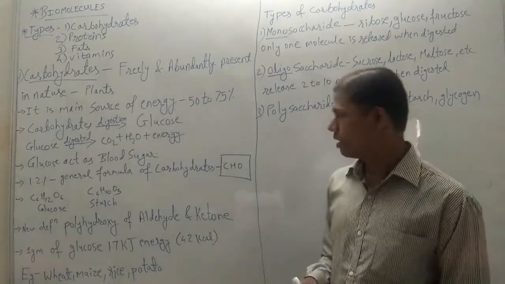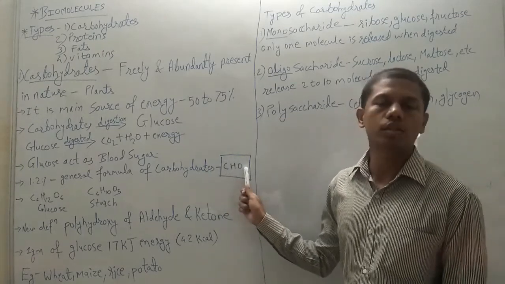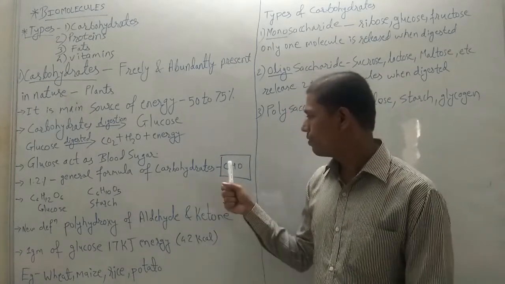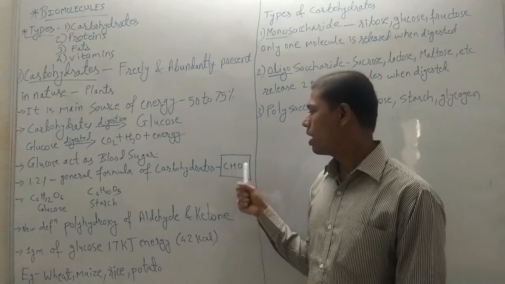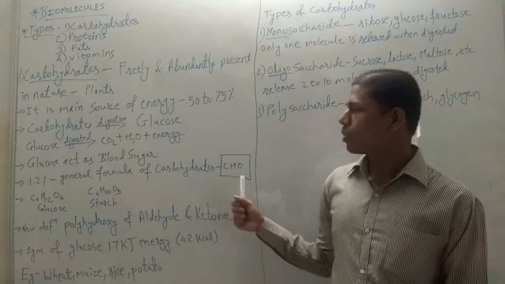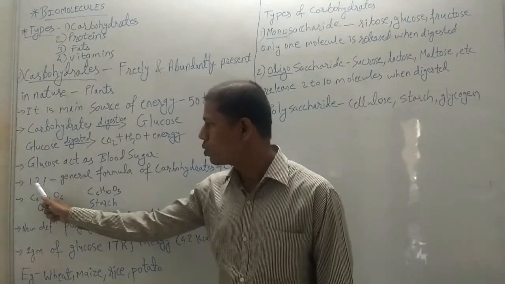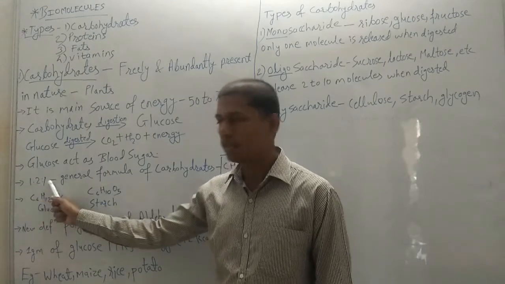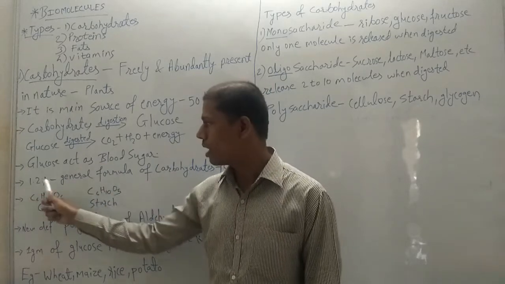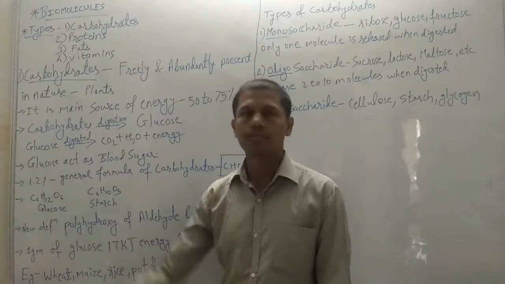CHO: carbon, hydrogen and oxygen. So carbohydrates are made up of a combination of these three. What should be the proportion of carbon, hydrogen and oxygen? It is 1:2:1. Carbon and oxygen are in equal proportion, and hydrogen is present in double the proportion of carbon and oxygen. So it is represented as 1:2:1.